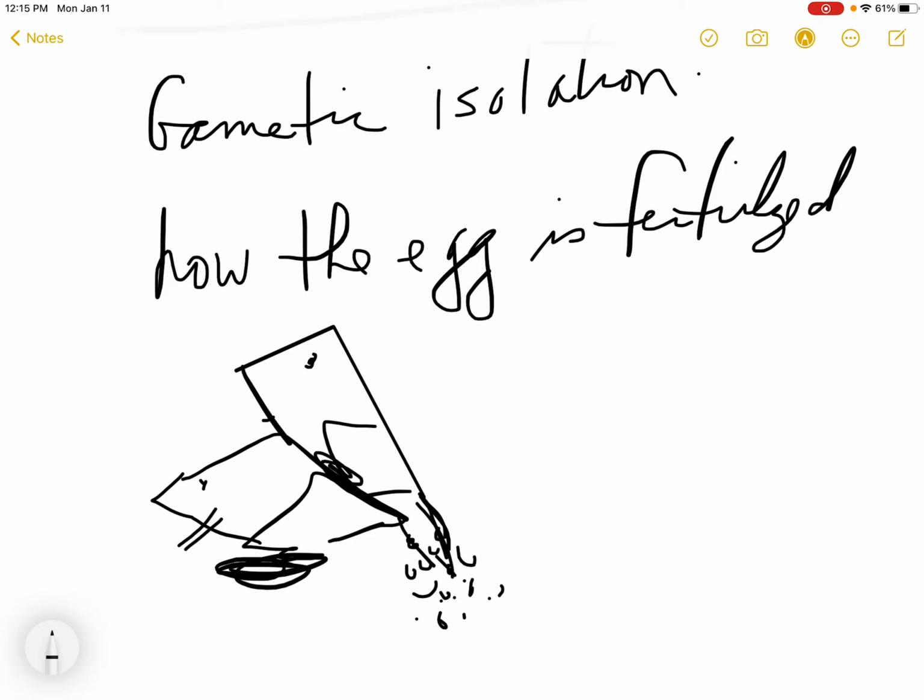Whereas in mammals, obviously, the fertilization is internal, inside the female reproductive tract, right? And so think about that. If you have the female reproductive tract, right, the uterus, and then the fallopian tubes and the ovaries here, right?